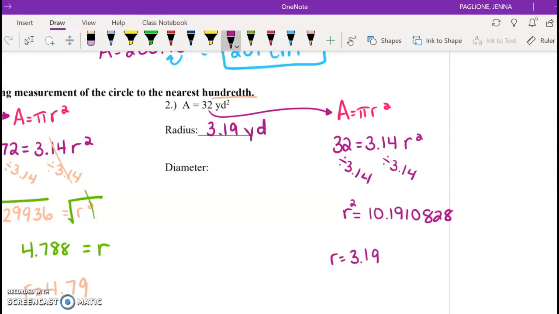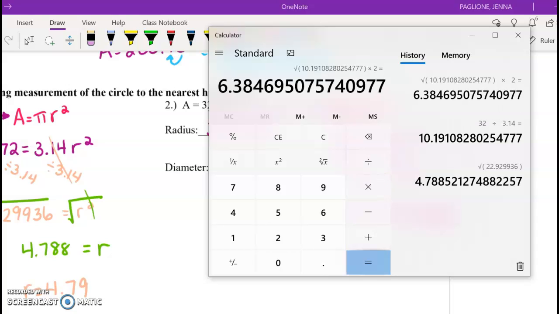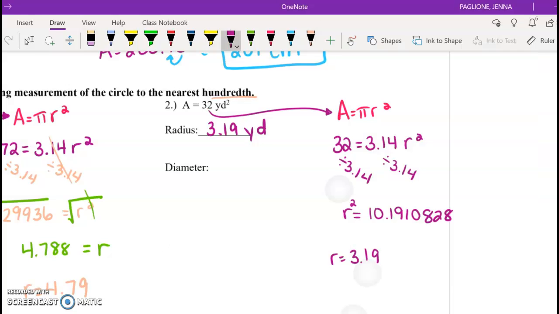So it might actually be easier for the IXLs that you are going to do to use the calculator on the computer. And then the diameter, I would just take this number and multiply by 2. It gives me 6.385, so 6.38 or 6.39, they're both okay, yards. So either one of those.